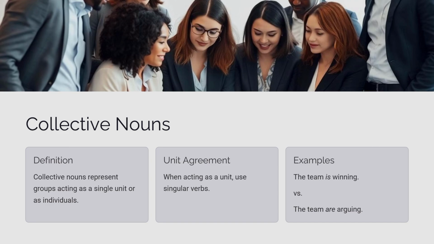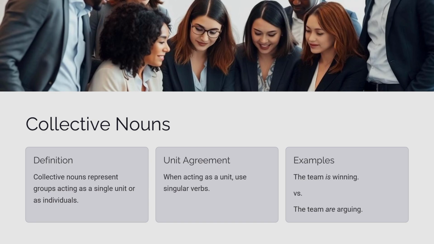Okay, so now let's turn our attention to collective nouns and how they affect subject-verb agreement. Collective nouns are words that refer to a group of people or things as a single entity. So examples include words like team, family, and group. The agreement rule for collective nouns depends on whether we are treating the group as a single unit or as individuals within the group.